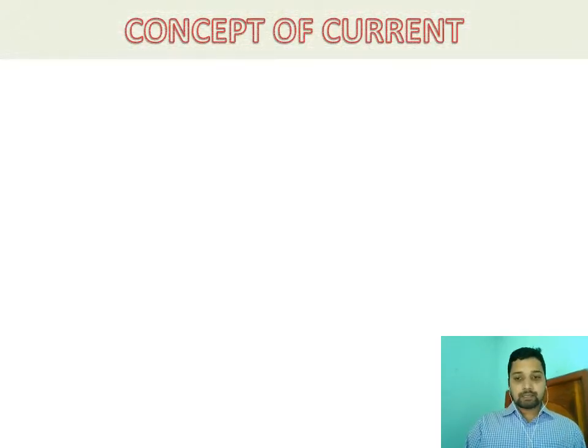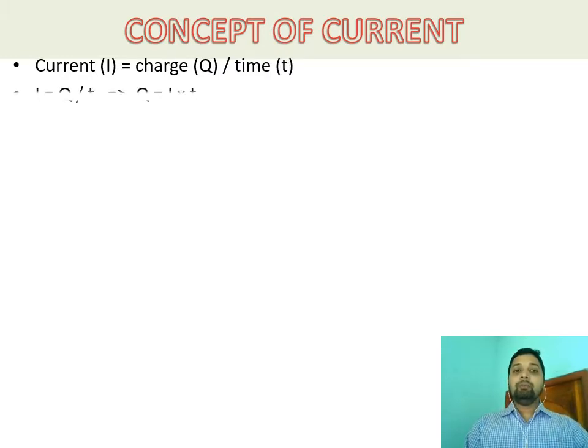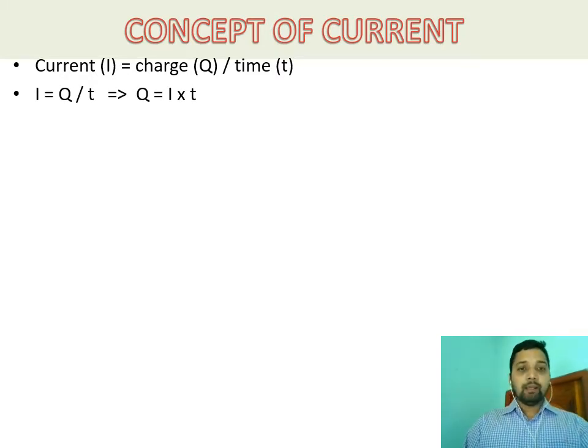So when we come to the mathematical expression of this current, we get current I is equal to charge Q by time t, or I equal to Q by t, or Q equal to I into t. So I equal to Q by t and Q equal to I into t.